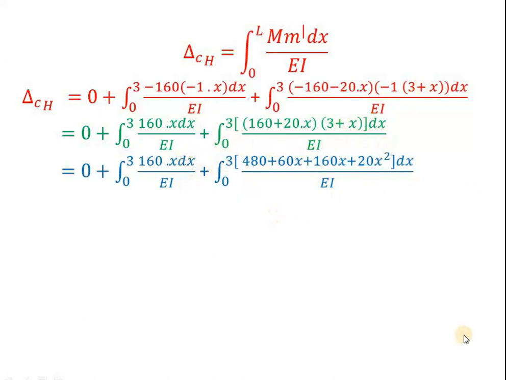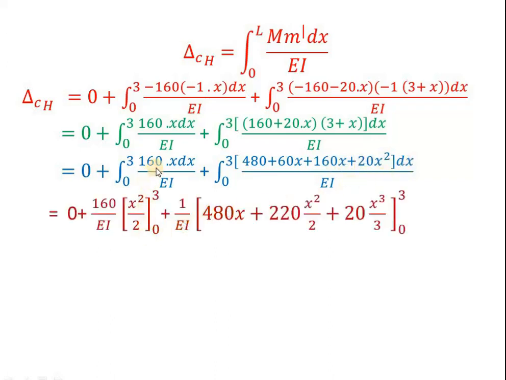If you simplify this, you will get 160x dx, and if you expand these two brackets, you will get 480 plus 60x plus 160x plus 20x square into dx. So now integration of this will be 160 into x square by 2, limits 0 to 3, and here it is 480 into x, 160 plus 60, 220x, 220 into integration will be x square by 2, and 20 into x cube by 3. Integration limits will be 0 to 3. If you simplify this, the first term will be 0, the second term will give 720 divided by EI. This will become 1440, this will become 990, and this will become 180 after substituting the value of x as 3.